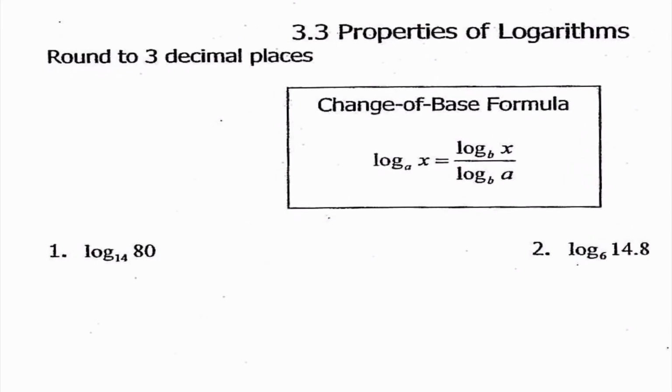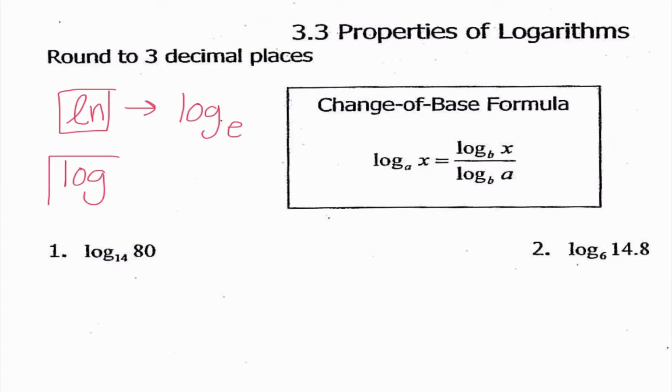Up until now, there have only been two logarithms, two bases that we could put in our calculator. The first was our ln, and we know that that means log base e, and that was our natural logarithm, and our second one is log, which is our common log, which is log base 10. Using the change of base formula, what this is saying is log base a of x is the same as log base b of x over log base b of a.